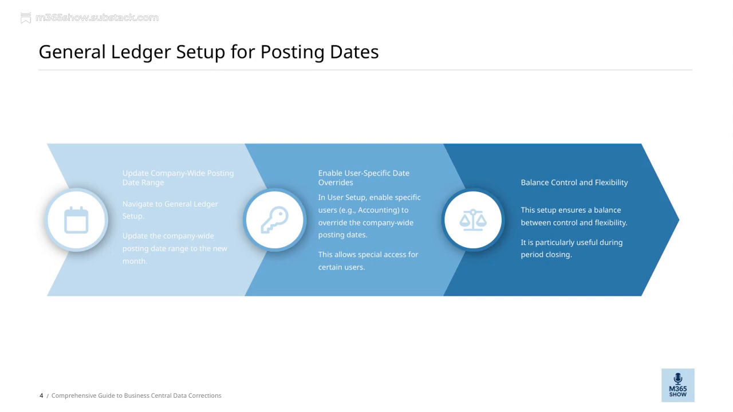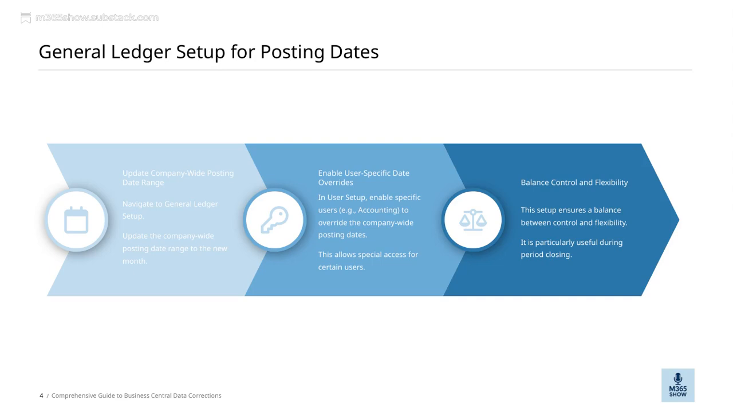You see, during period closing, having the ability to adjust and control posting dates becomes especially important to ensure accuracy and compliance. One key feature is in the user setup, where we can enable specific users, such as members of the accounting team, to override the company-wide posting dates. This gives certain users the flexibility they need to handle exceptional cases without compromising the overall control system.